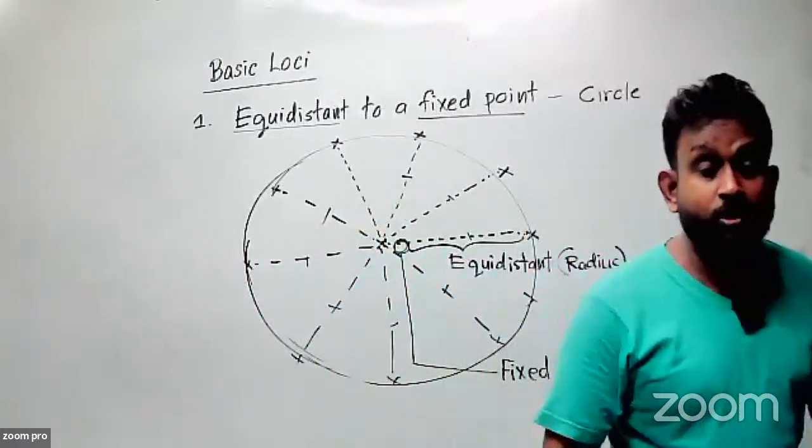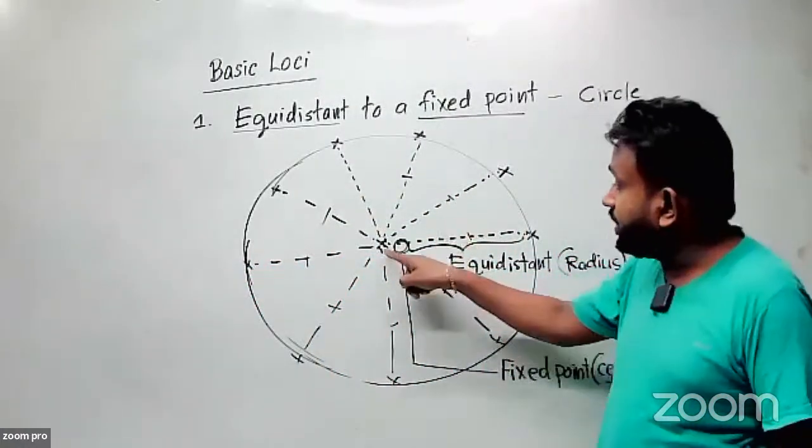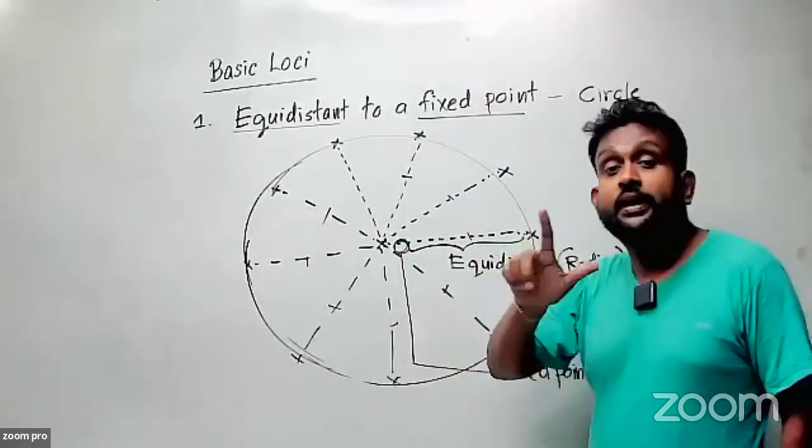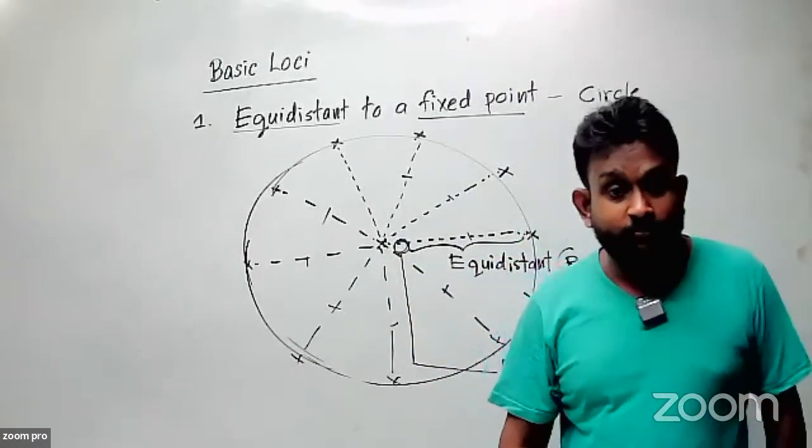Write down the first locus, and draw a circle and mark the center and the radius and name the points.